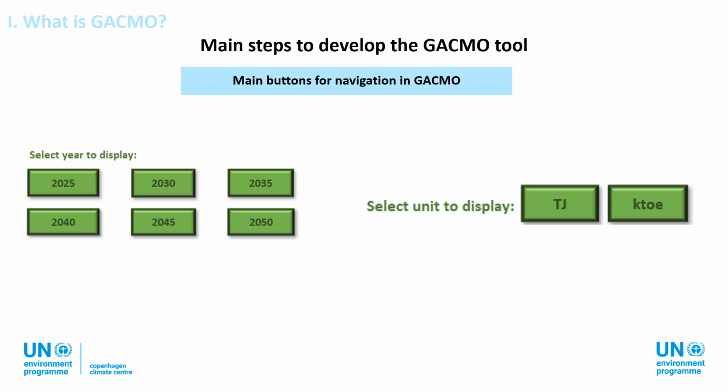There are also several buttons which will navigate the user throughout the years. By clicking on the 2025 button, the user will be able to see the relevant table for 2025. Similarly, the user can change the units by clicking on the button for terajoules or tons of oil equivalent.